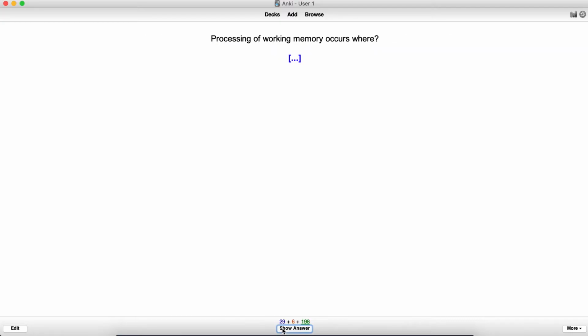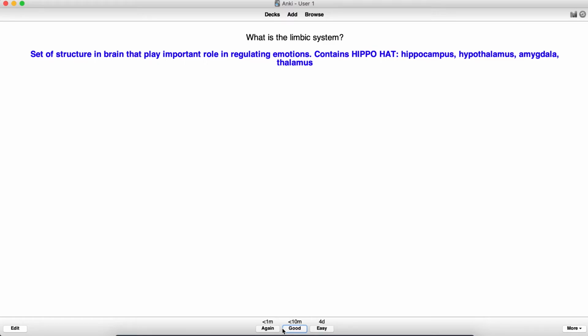Okay. The process of working memory occurs at the sensory register, the visual sketchpad, and the phonologic loop. What is the limbic system? The limbic system is the part of the brain that's involved in regulating emotion. Remember, hippocampus, hypothalamus, amygdala, and thalamus. Yeah, thalamus. Hippocampus, amygdala, substructures of emotions.